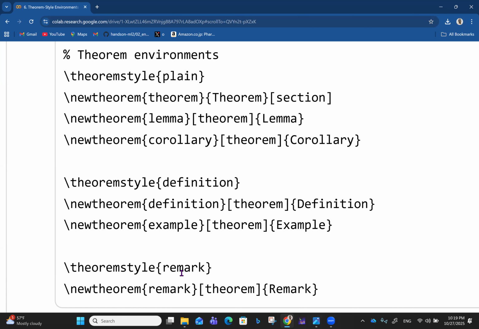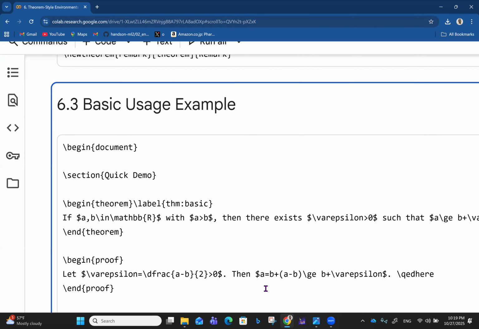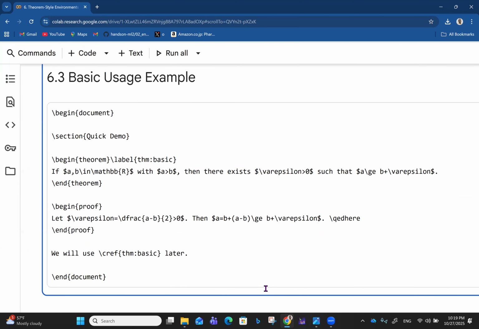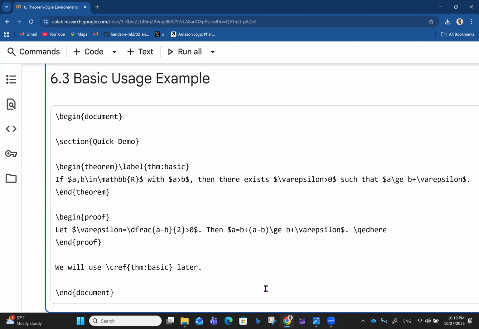Then you can have theoremstyle remark. Maybe you want to make remarks from time to time. Like if you're writing a big book, some of these things may be necessary. Like you want to give examples, you want to have definitions, you want to have theorems, lemmas, and corollaries, and all of that. I also want to have remarks at some point. Okay. So let's look at a basic usage example. Of course, as usual, after everything, we are going to have a mini project where we show all the functionalities of the things I'll be discussing here.